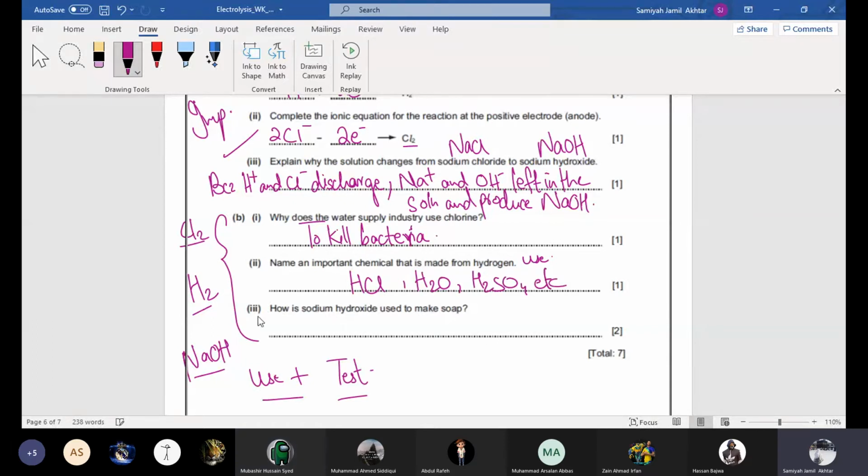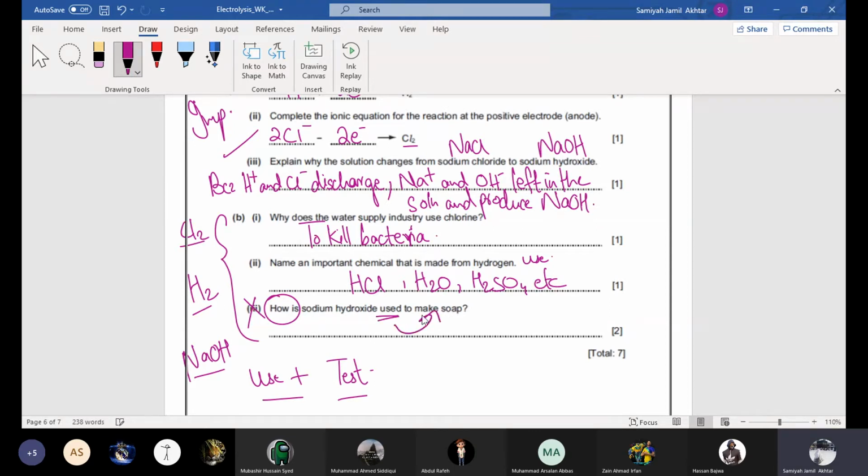Okay, and this third question, how is sodium hydroxide used to make soap? This question is not included. You will study it in organic chemistry later on in grade 9. So this one you can change this question to: what is the use of sodium hydroxide?